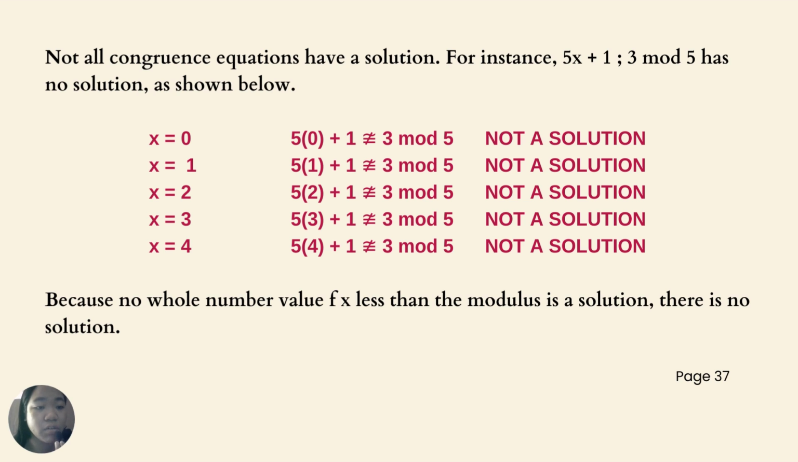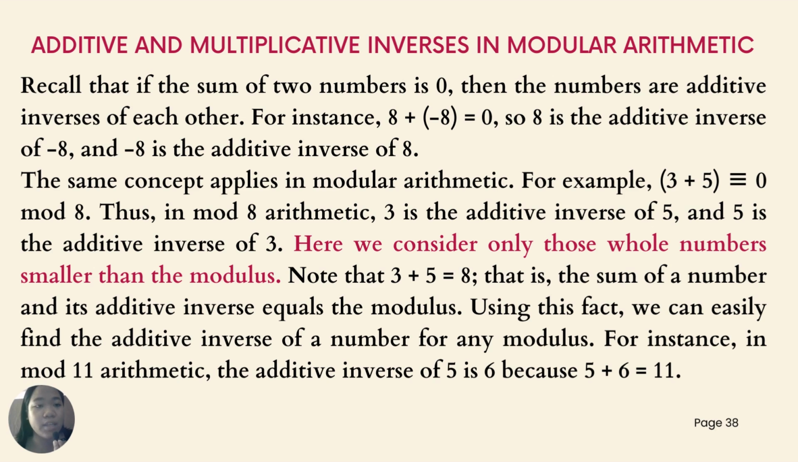We tried the numbers less than 5, but none gave a solution, meaning this equation has no solution. Okay, let's proceed. We will also be discussing additive and multiplicative inverses in modular arithmetic.